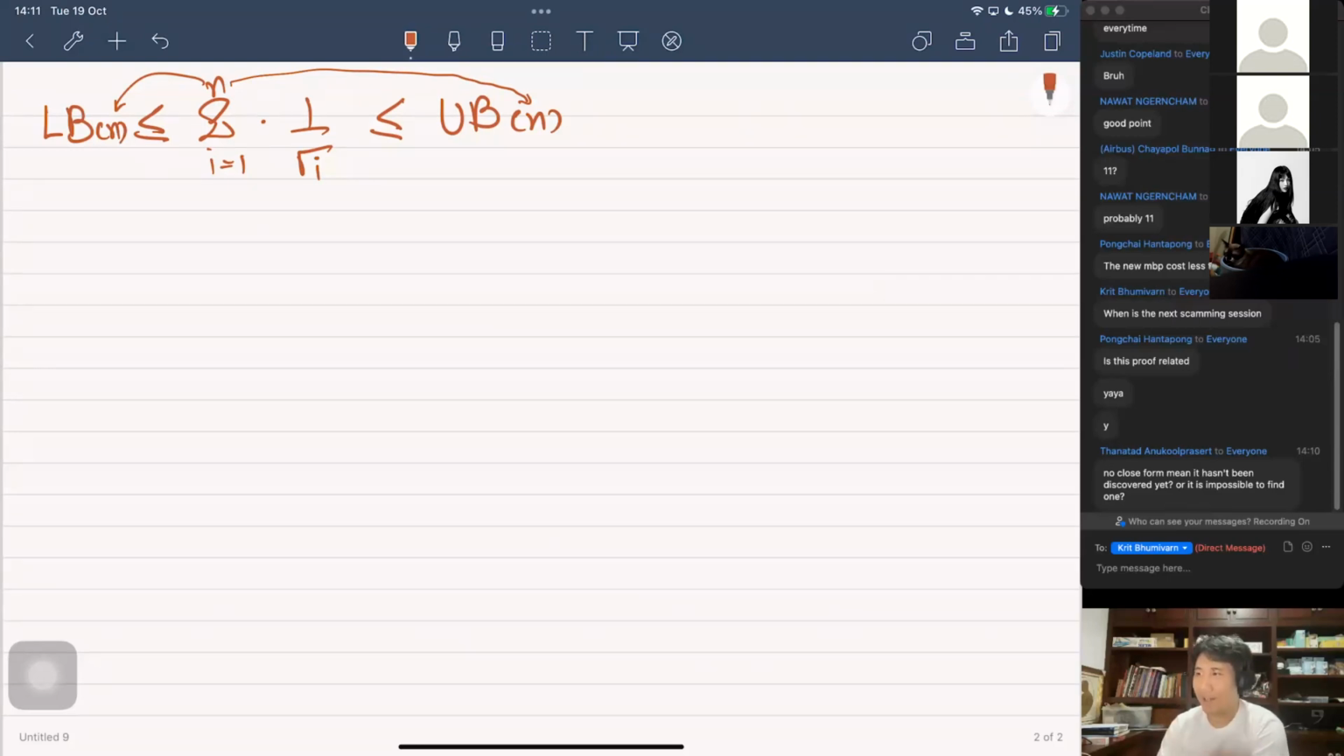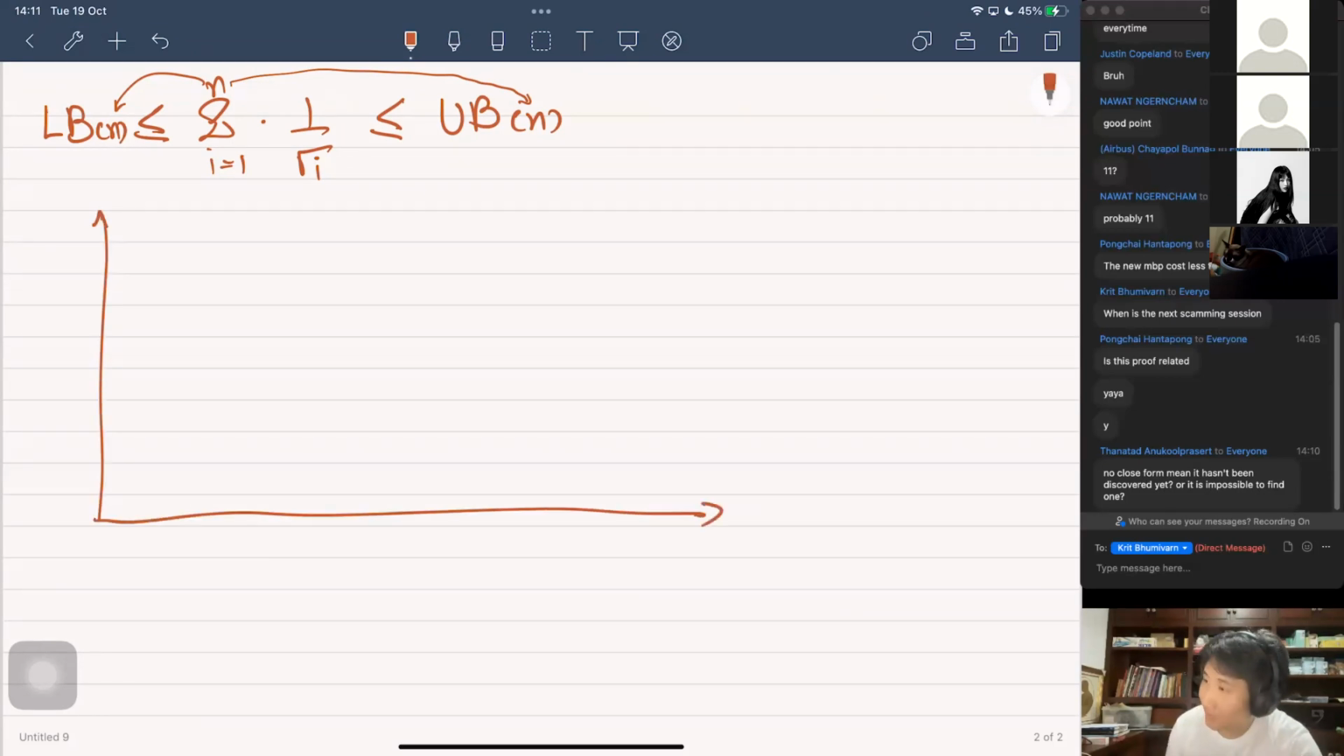Anyone has a good idea? How would we find a lower bound or upper bound? Anyone has a good idea? Anyone? Let me help you.